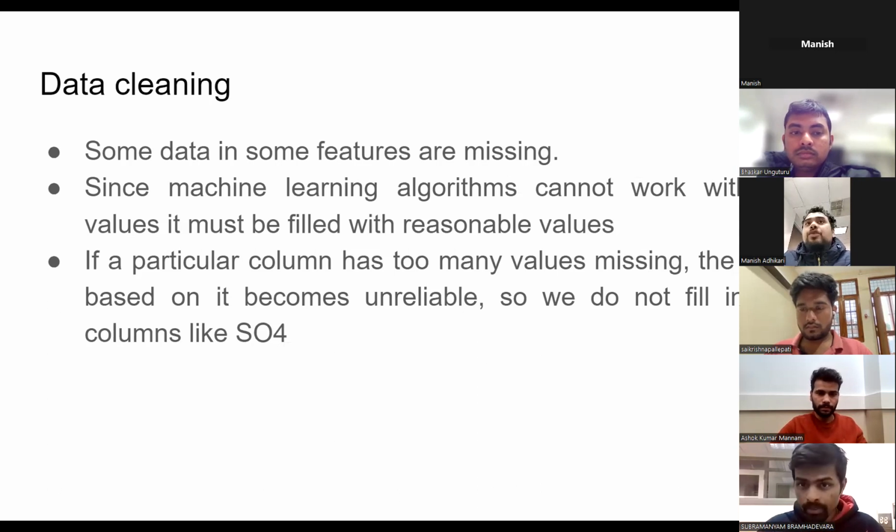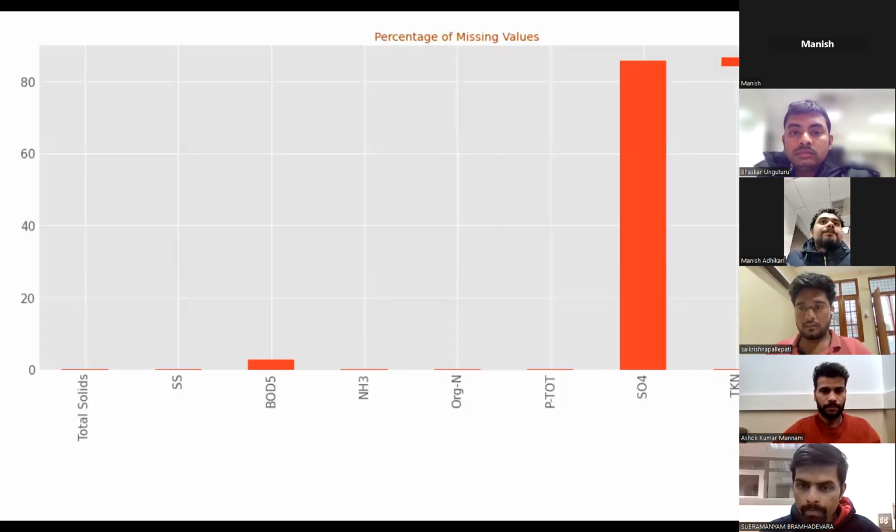But if there are too many values missing in some of the columns, like you saw in SO4, then the prediction based on it becomes unreliable. So we do not really fill in the data for those columns, and we rely on other methods that I'm going to explain later. Next slide, please.